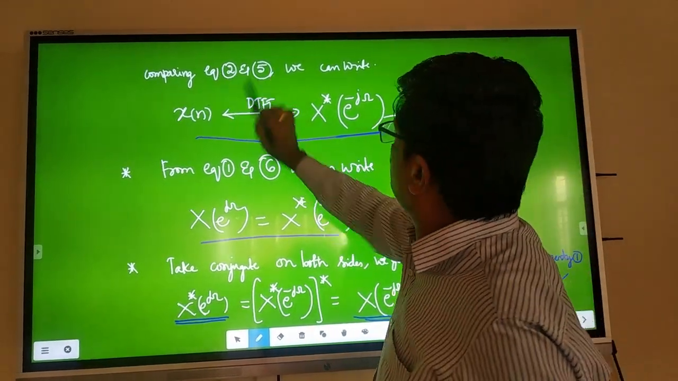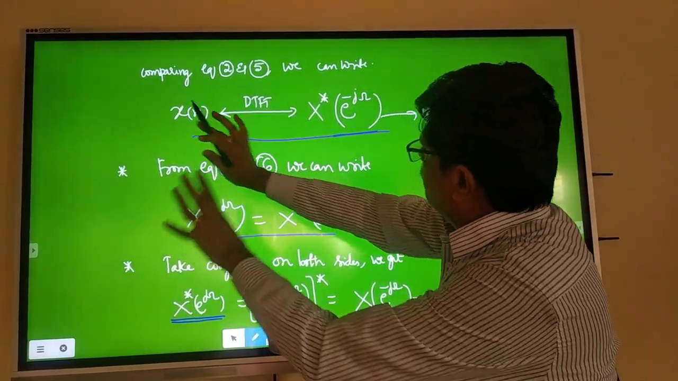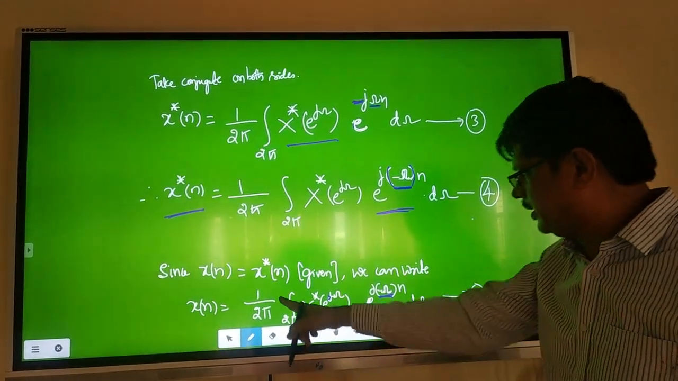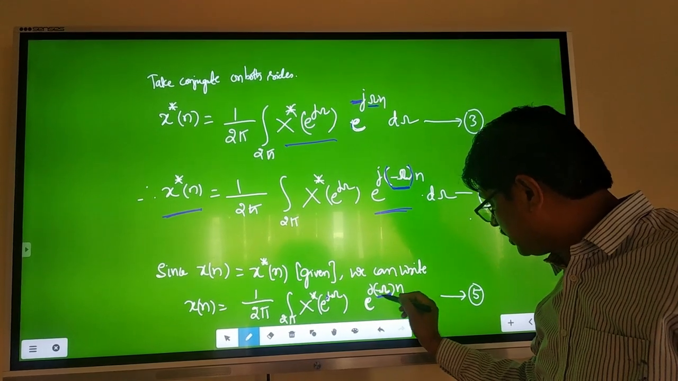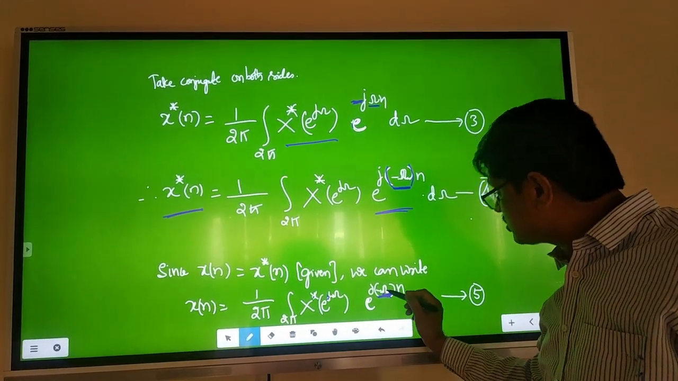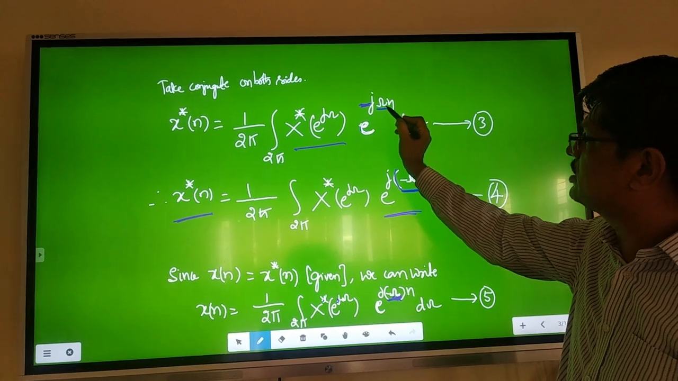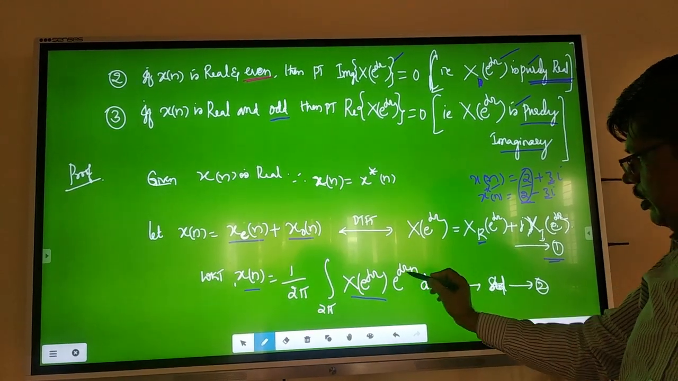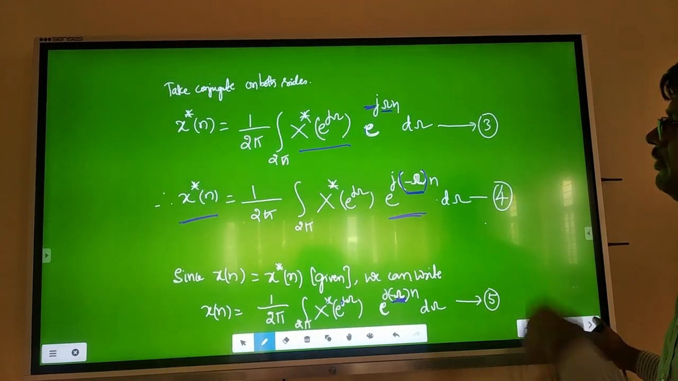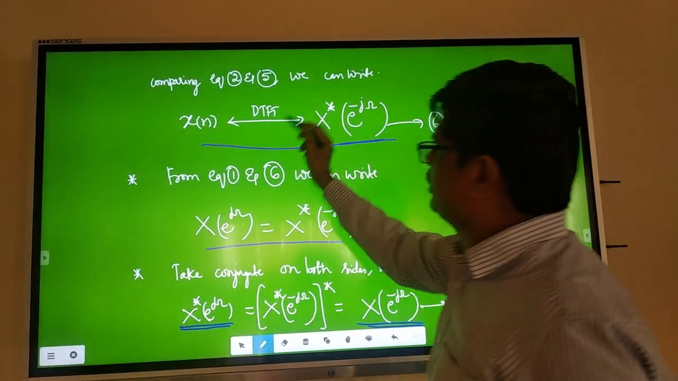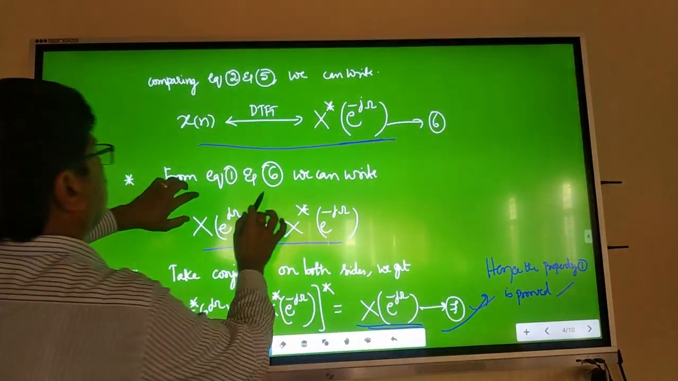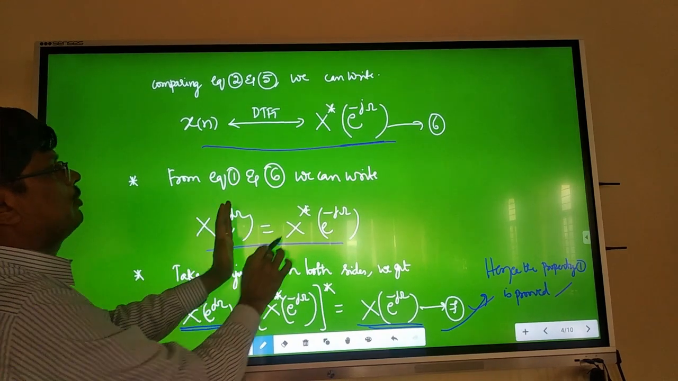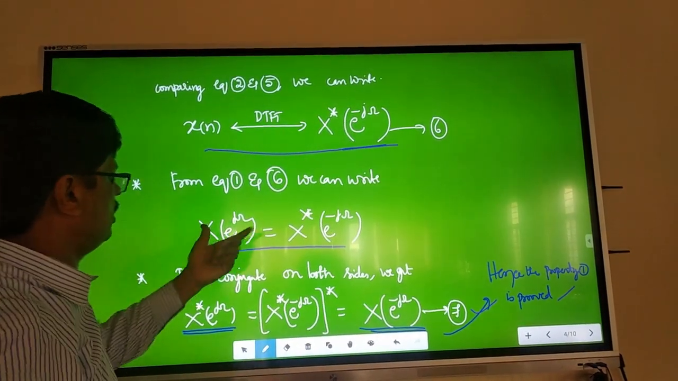Call this 5. Then compare 2 and 5, and we can write DTFT of x of n as X star of e power minus j omega. Why? Because it's X star of minus j omega. The minus term is there here. X star of minus j omega is there, unlike this. Here it is not like that; it is only omega plus. That's why. Then after that, what do you do? Take from 1 and 6; call this equation number 6. From 1 and 6, we can write the right side only: X of e power j omega as X star of e power minus j omega.